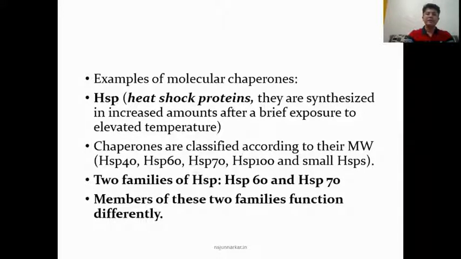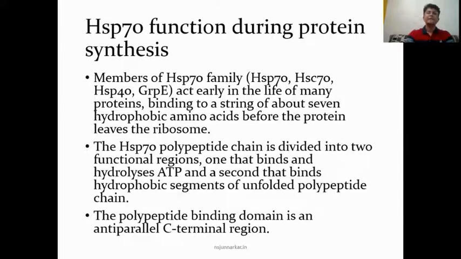Two families of HSP are found, HSP60 and HSP70. Members of these two families function differently. HSP70 functions during protein synthesis. Members of the HSP70 family, such as HSP70 itself, HSC70, HSP40, and GrpE, act early in the life of many proteins, binding to a string of about 7 hydrophobic amino acids before the protein leaves the ribosome.